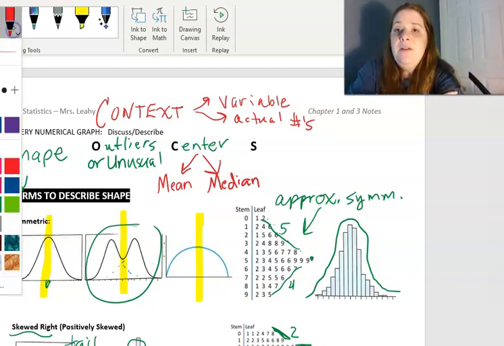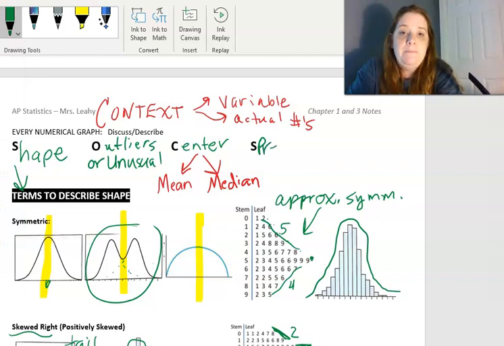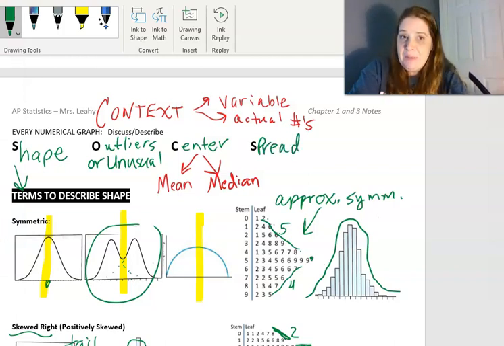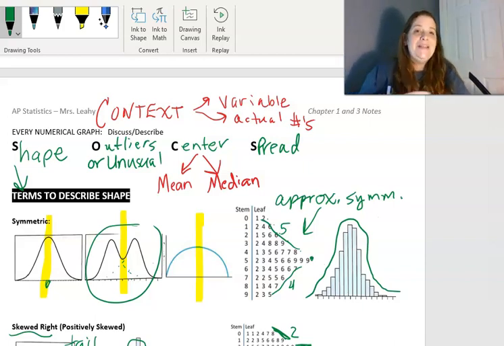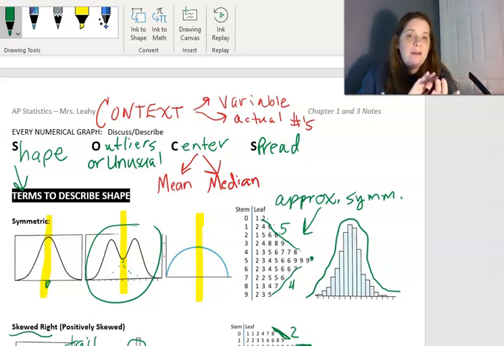And then the final one that we have in our SOCS is the spread. Okay, we always want to mention that spread. So spread is variability. What we're really interested in is the variety of values. Is there a lot of variability? Were these values very different from each other? Or was there a low amount of variability? They were very close to each other.